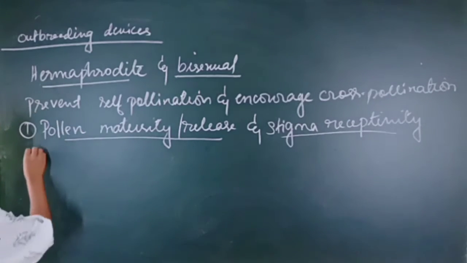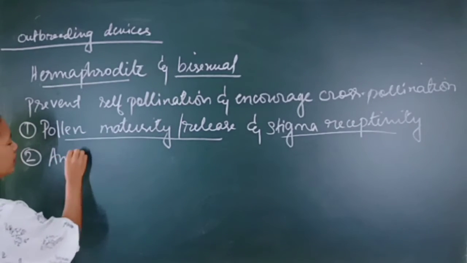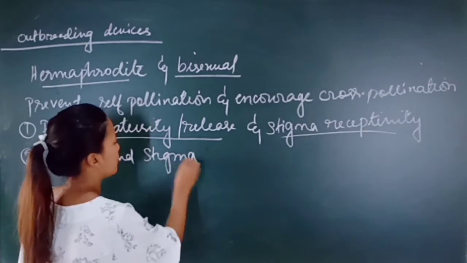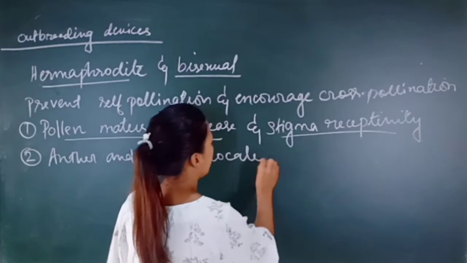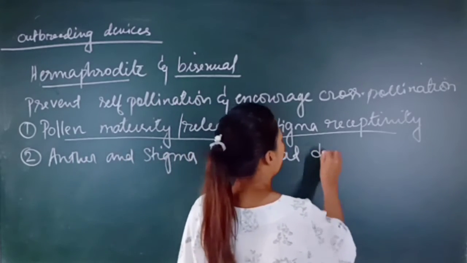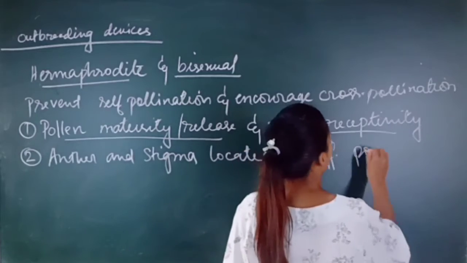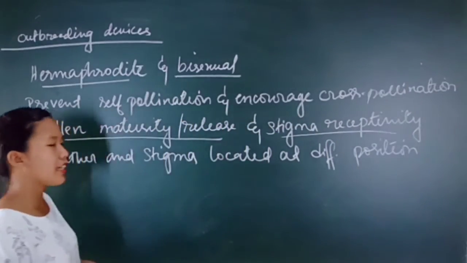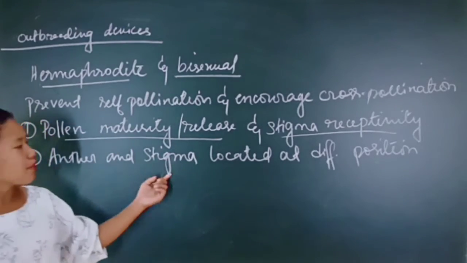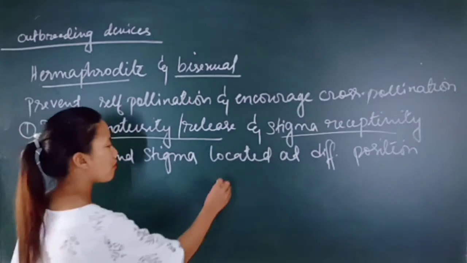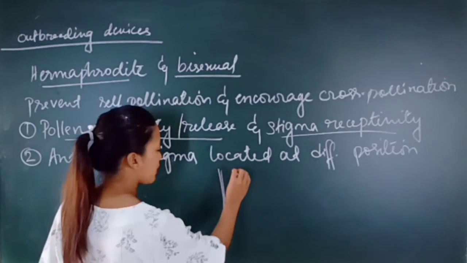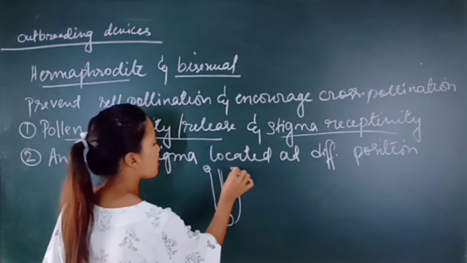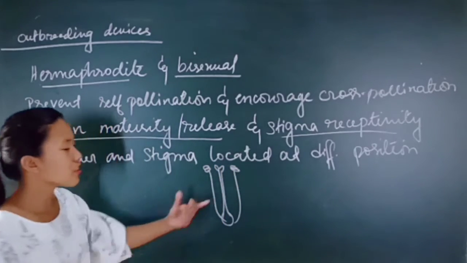Now the second point is that anther and stigma are located at different positions. Okay, so in order to prevent self-pollination again, the anther and stigma are located at different positions. In a normal flower, this is the stigma and this is the anther. So it is like this. This anther and the stigma lie very close to each other. So this is a normal flower.